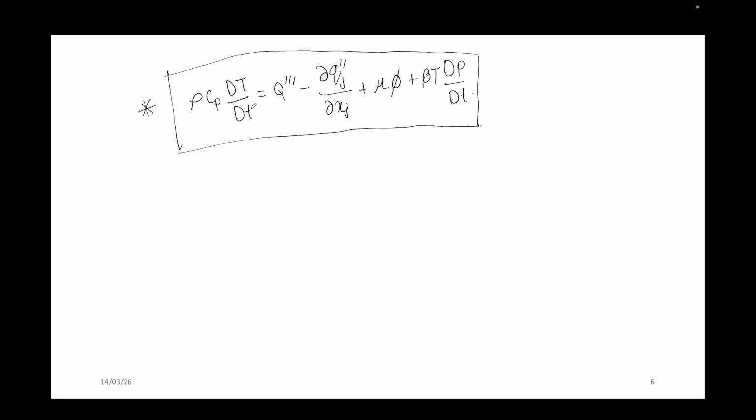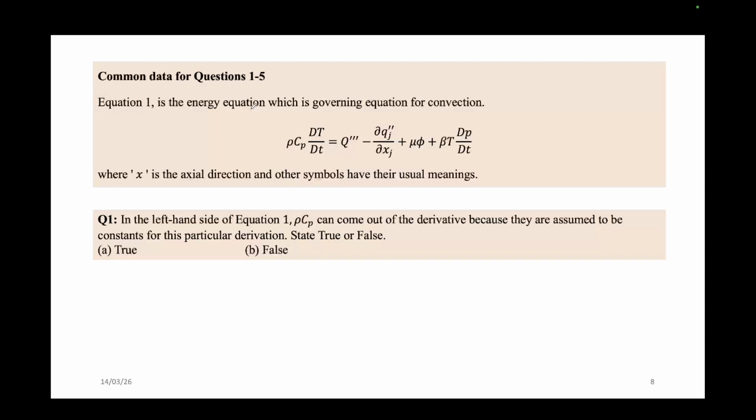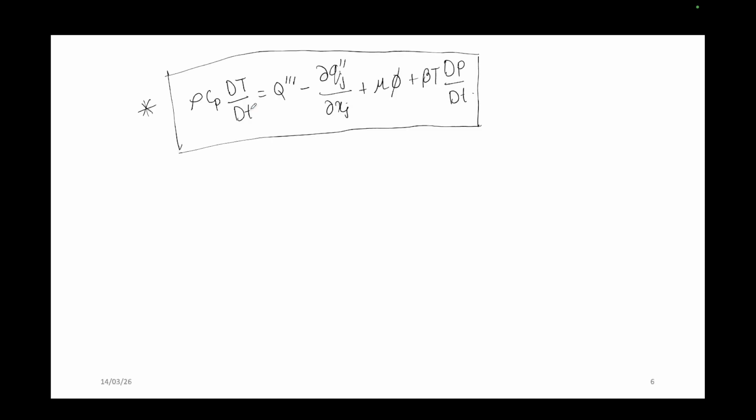Now I am moving to some numerical questions. I hope that after this you will easily be able to understand this thing. The first question is the equation which I have already explained. So this is the thing. Before starting this, let me discuss this term a little bit more.